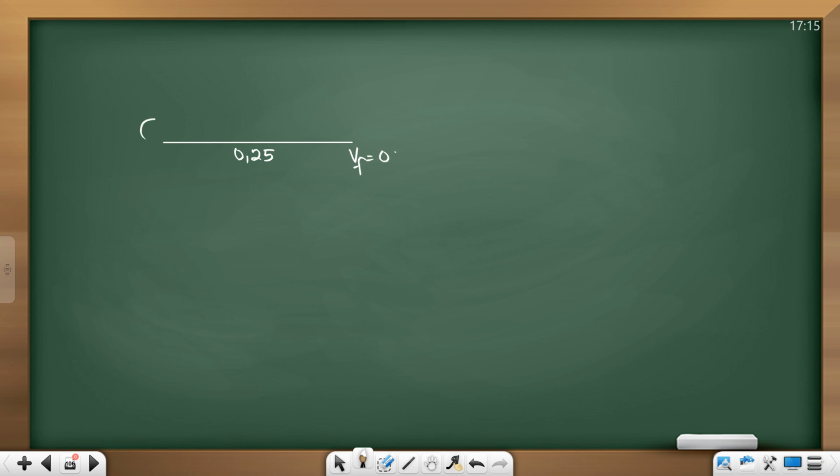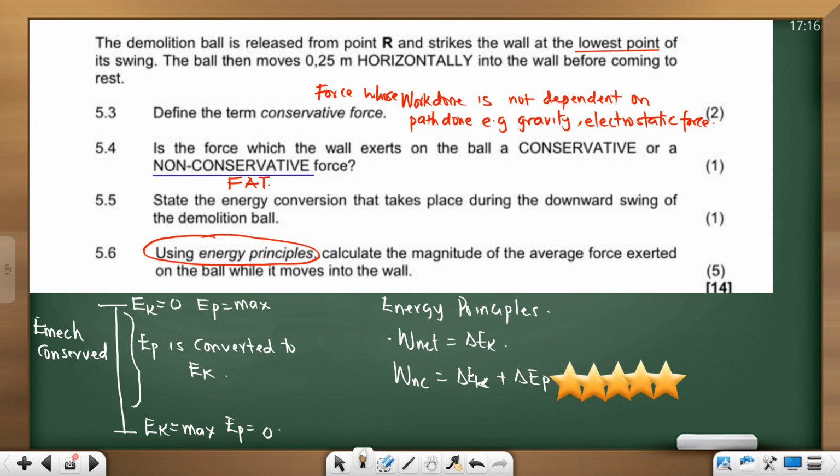So it strikes the wall, but do we know the velocity with which it strikes the wall? No. But we know that the velocity here is 0. It swings down. All right. Now, let's look at what we are calculating. The examiner, guys, always start from what you are calculating. Read the question well. Calculate the average force exerted on the wall.